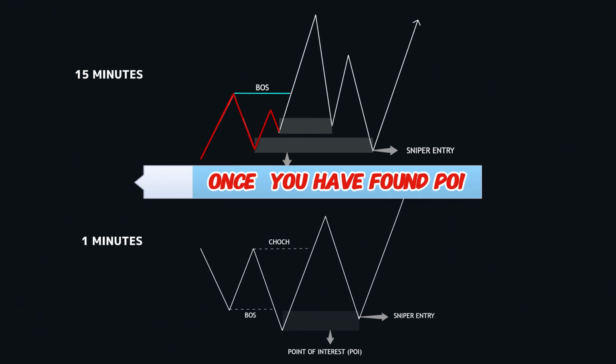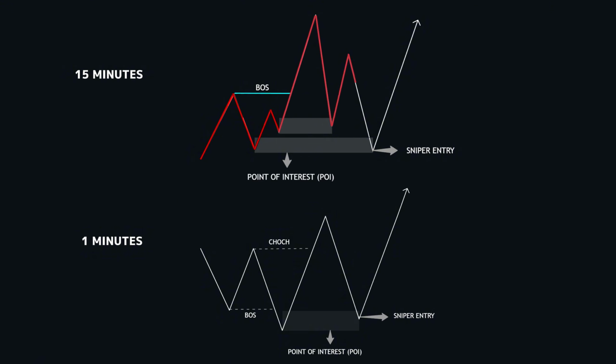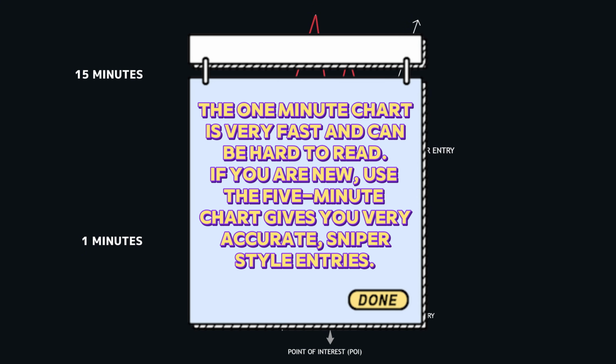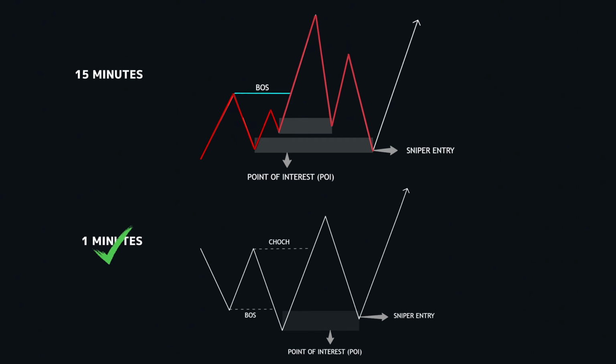Once you have found your point of interest, wait for the price to come back to it and react. When it reaches your point of interest, move to your lower time frame, the 1-minute chart, and look for your entry setup. Here's a tip for beginners. The 1-minute chart is very fast and can be hard to read. If you are new, use the 5-minute chart instead for entries. It is slower and easier to manage. But if you are experienced and can read price action well, the 1-minute chart gives you very accurate sniper-style entries.